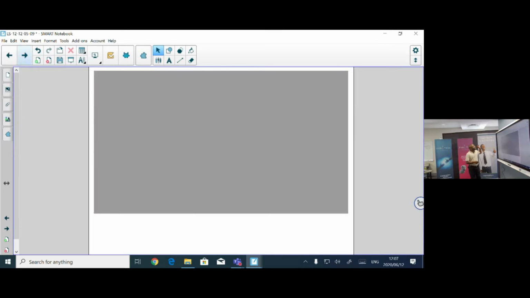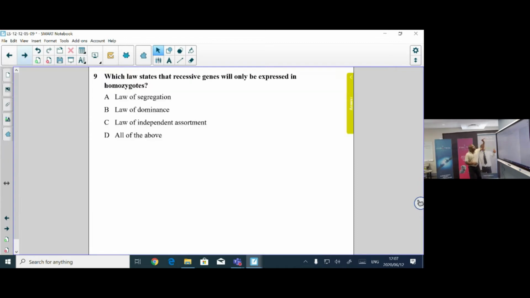Next question. Which law states that recessive genes only be expressed in a zygote? The recessive genes are only expressed in a zygote under which law? Only when there is dominance. So the answer becomes C, the law of dominance. Next question.